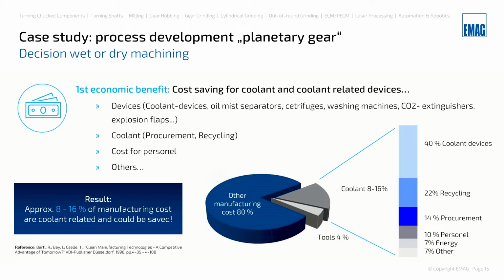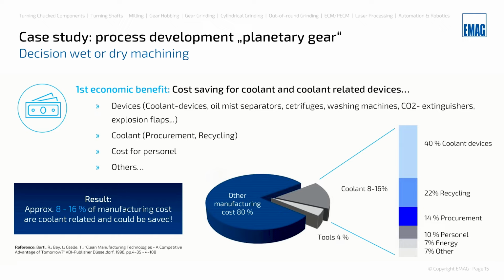In the early 90s, people started more and more to introduce dry machining processes in the manufacturing industry. And already at that time, there were 3 gentlemen who have published a book, and they tried to quantify the cost saving that is connected to coolant and coolant-related devices. All in all, a generic statement says that approximately 8 to 16% of manufacturing costs are coolant related and could be saved.